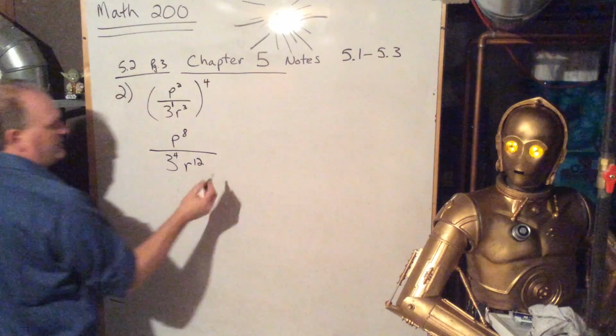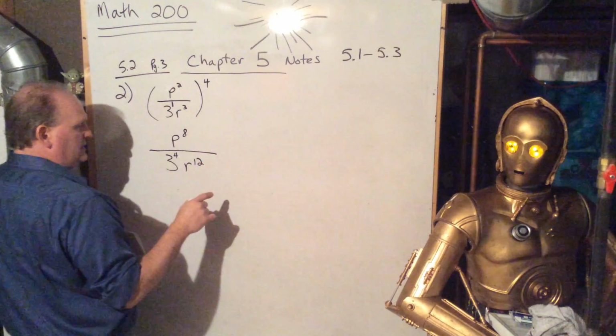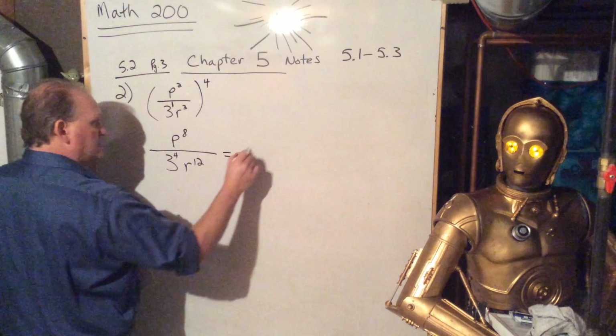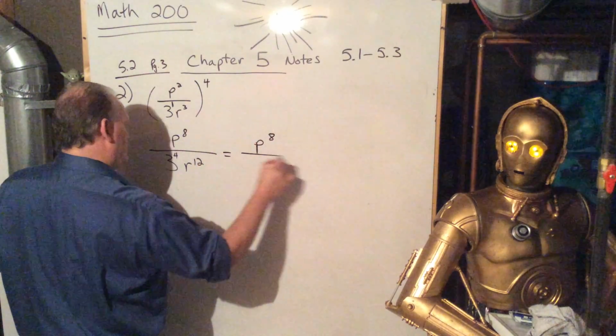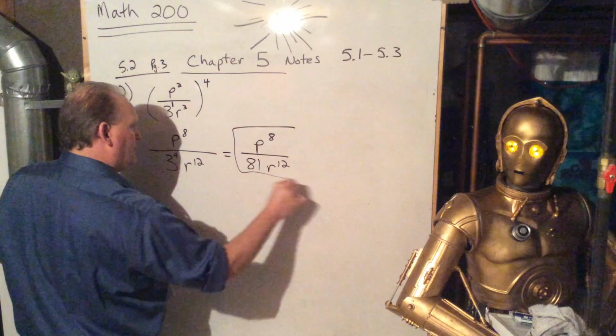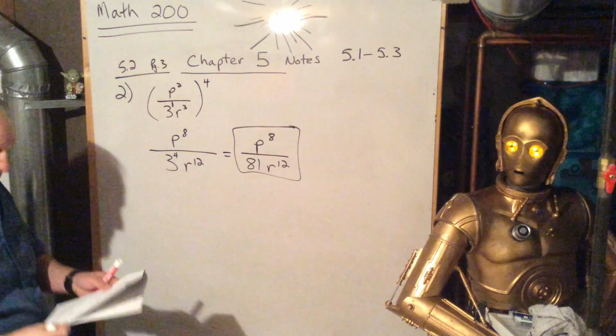So we have 3 to the 4th, that is 81. That's 3 times 3 is 9. 3 times 3 is 9. 9 times 9 is 81. And that's our answer. Just p to the 8th over 81 r to the 12th. Right there. All right.